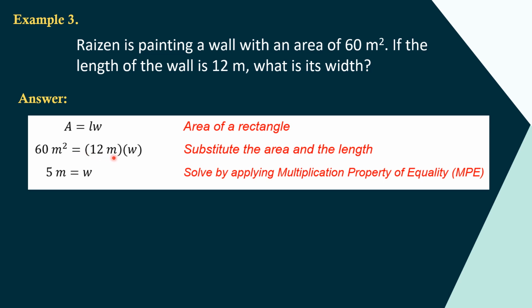So we need to substitute the area and the length. And then after that, we have to solve by applying the multiplication property of equality. 60 divided by 12 will give you 5 meters. Therefore, the width of the wall is 5 meters.